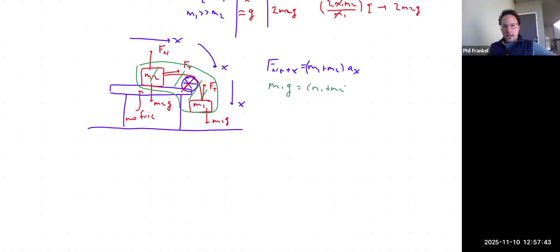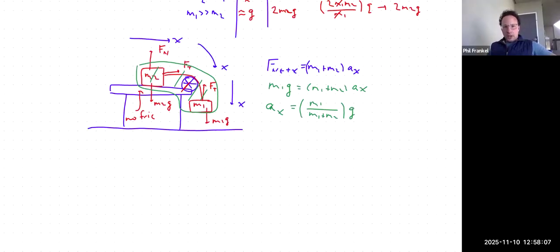And if I divide each side of this equation by the sum of the masses, I find that the acceleration of the system is m1 divided by m1 plus m2 times little g. Okay. How about the tension force?